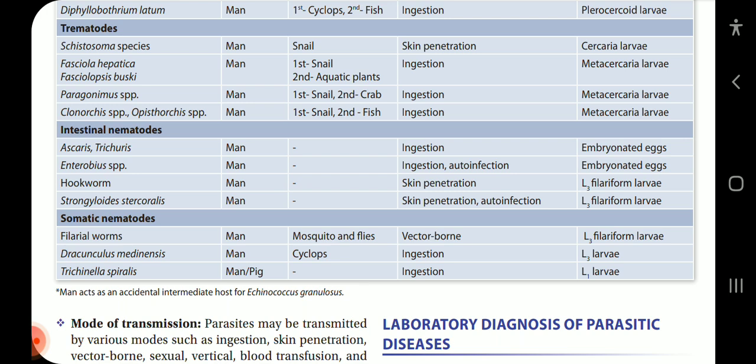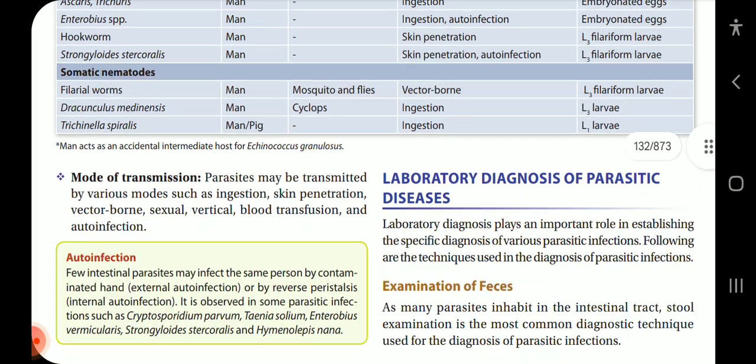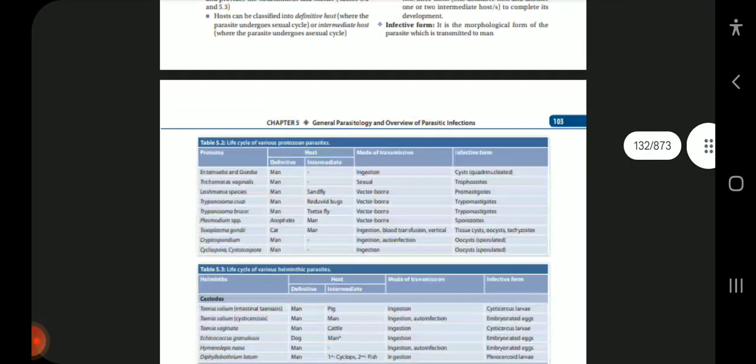Those which are star marked, man acts as accidental intermediate host, for example Echinococcus granulosus. Okay, now we get it.